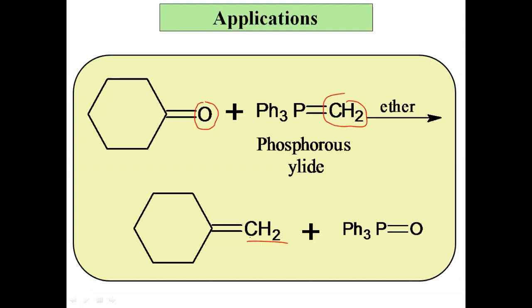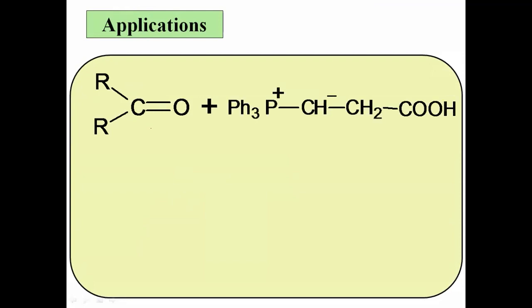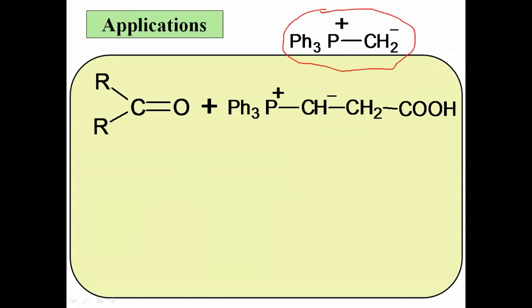Okay, now again a simple example of this reaction. Let us see one more example. Okay, this is our R2C=O. Again I have taken a general example, but here the phosphorus ylide is sometimes different. Okay, this is actually our phosphorus ylide. Ph3P having a positive charge, carbon having a negative charge. This is our phosphorus ylide.